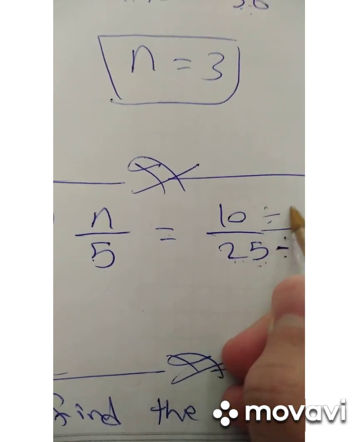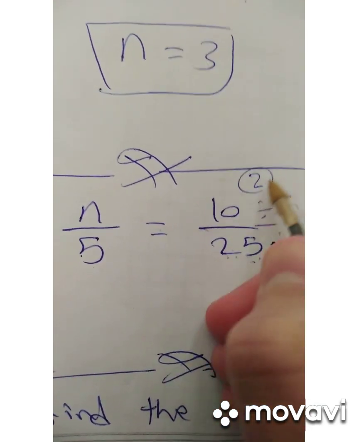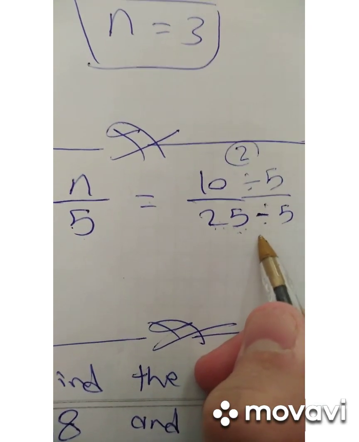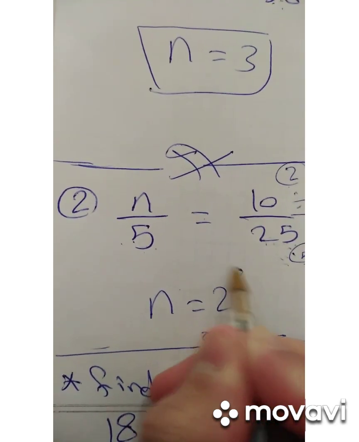Divide up and down by 5. 10 over 5 equals 2. 25 over 5 equals 5. So n equals what? Equals 2. n equals 2.